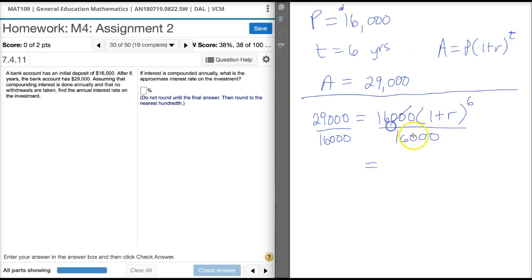And when we do that, 16,000 divided by itself is just 1, and we just have 1 plus R, all that raised to the 6. On this side, of course, we have a common factor of 1,000 with the numerator and denominator. So this fraction just simplifies to 29 over 16. So from here, again, we need to get R by itself. And to do that, we have to get rid of the 6 somehow. And so remember that this is some number raised to the 6. So how we would get rid of this is to take the 6th root of both sides, okay?